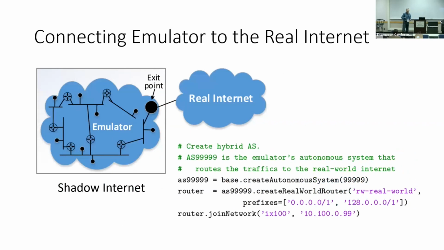We also want people to connect to the real world from the emulator. So we implement a very simple thing based on BGP, and you can actually reach out to the real world from the emulator. We call that the shadow internet.